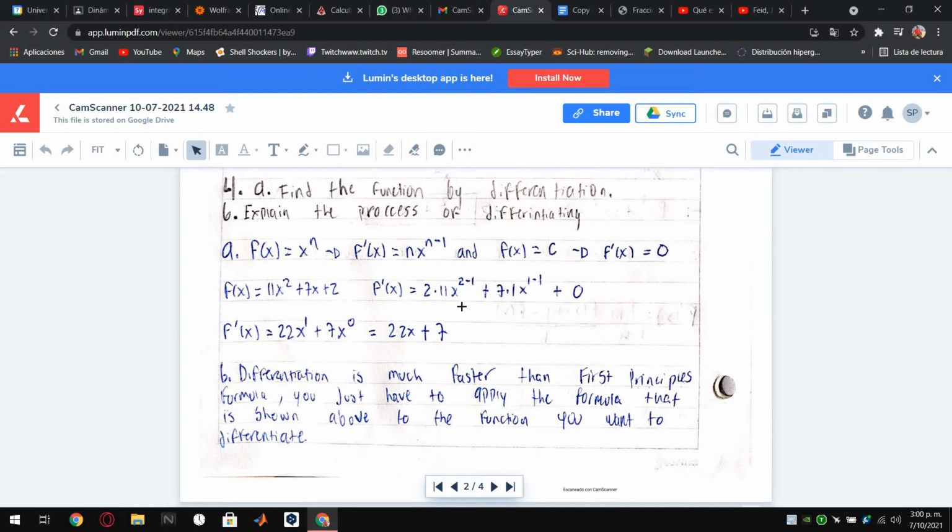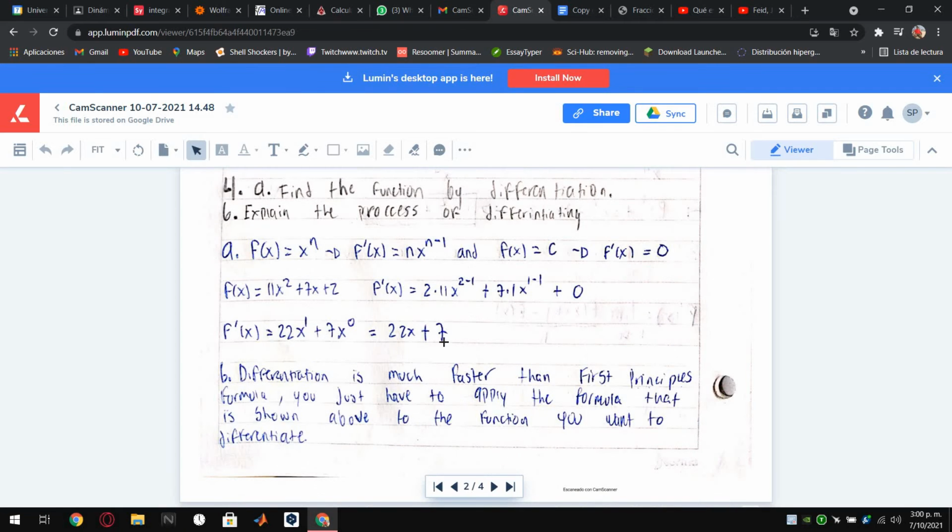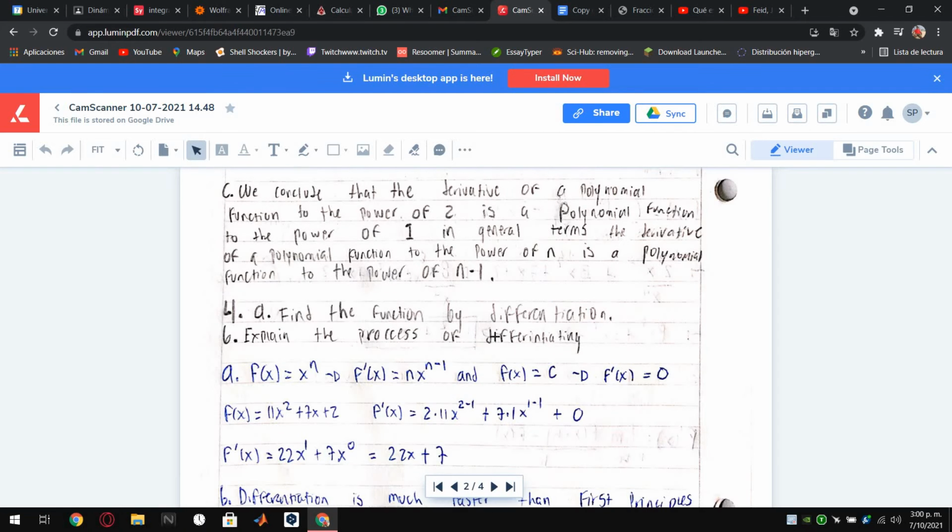So you can see that you are left over with what? With 2 times 11 is 22 times x to the power of 2 minus 1, that is x to the 1. And plus 7 times 1 times x to the power of 1 minus 1, that is x to the power of 0. And anything to the power of 0 is always 1. So it's going to be 7 times 1. And you see that we have the same answer, but we used different methods to achieve it.